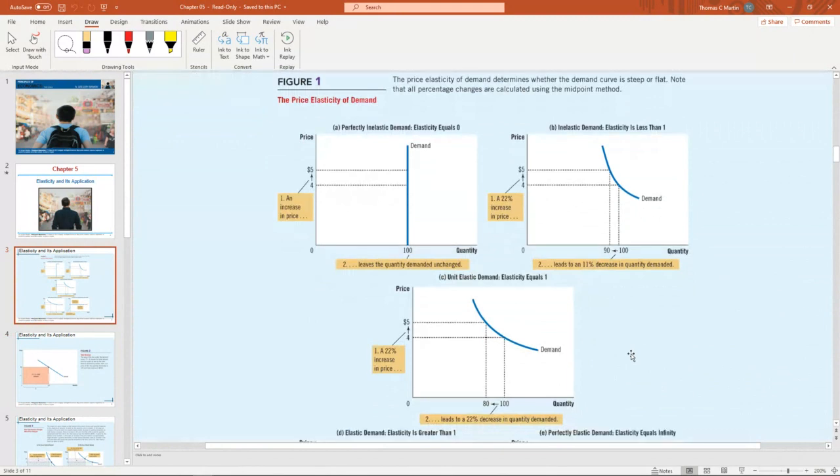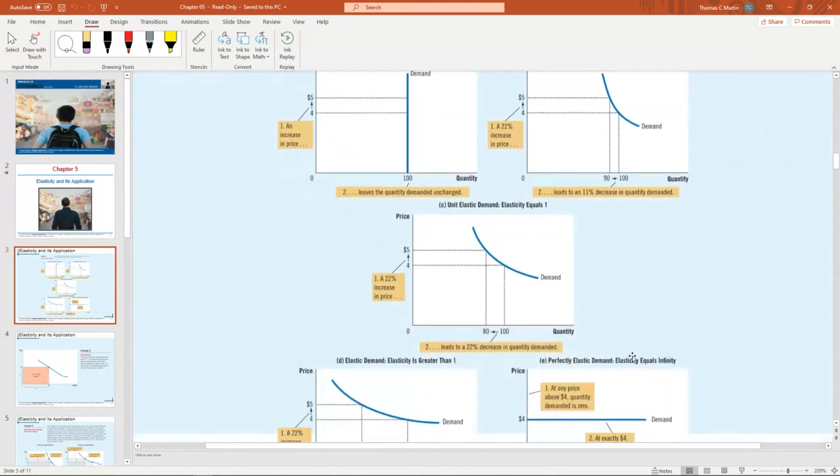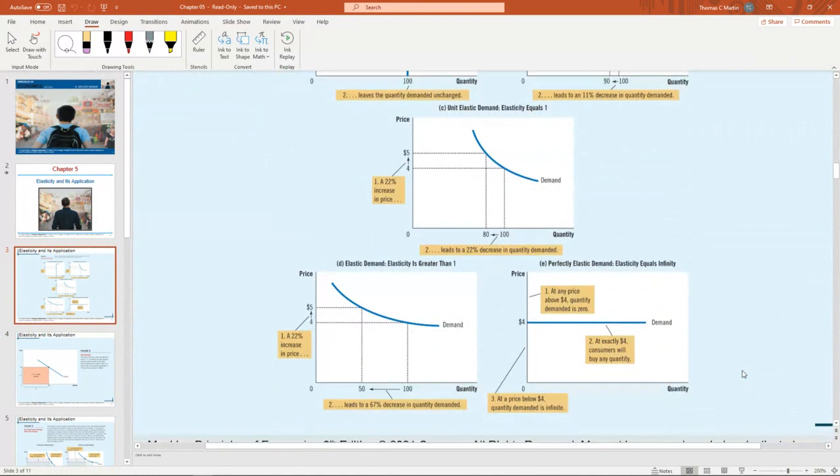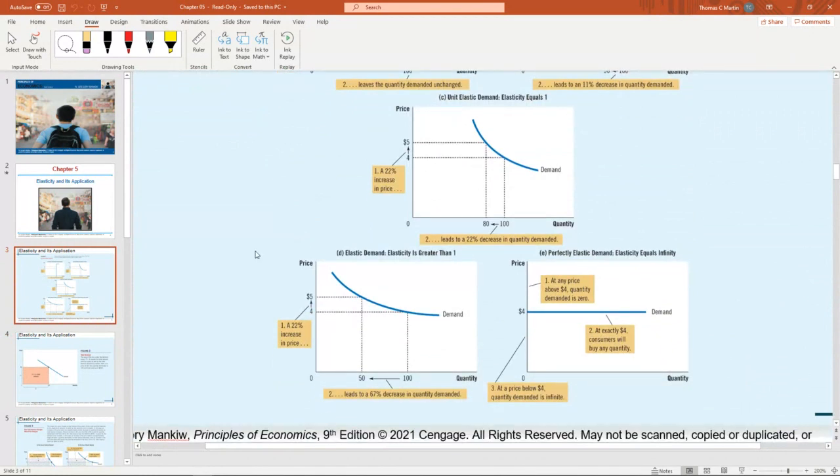If we look at the graphs toward the bottom, these are elastic in nature. The first one is elastic demand. If we change the price 22%, we'll see a 67% change in quantity. That is elastic. Because if we go the other way, if we reduce the price 22%, we'll see a 67% gain in the units sold.